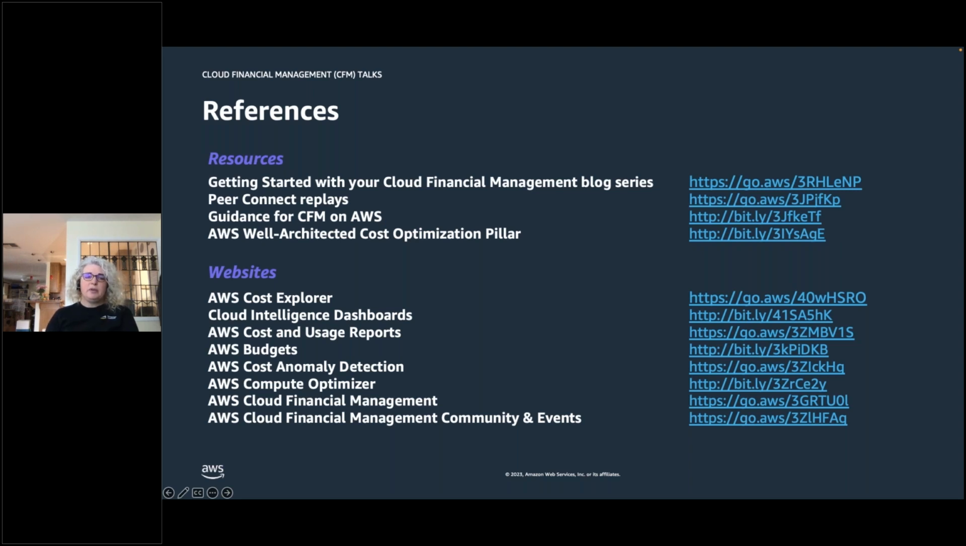These are some of the resources that we've mentioned before. The Well-Architected cost optimization pillar is where you'll have information about that Cloud Intelligence Dashboard that Rosa mentioned earlier, as well as links here for Budgets, Cost Anomaly Detection, and Compute Optimizer that she also mentioned.